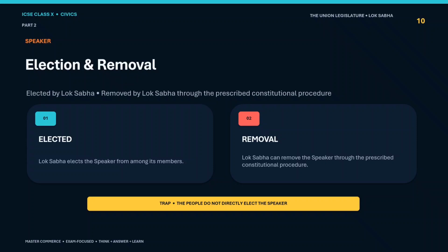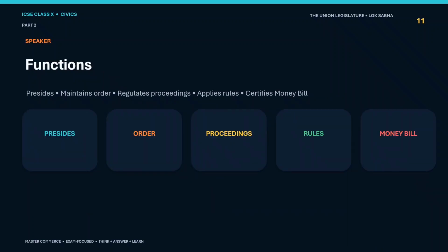Let's look at the functions. The speaker presides over sittings, maintains order, regulates debates, and gives members permission to speak, interprets and applies the rules of procedure and has the important function of certifying a bill as a money bill when constitutionally required. These are excellent points for short answer questions.